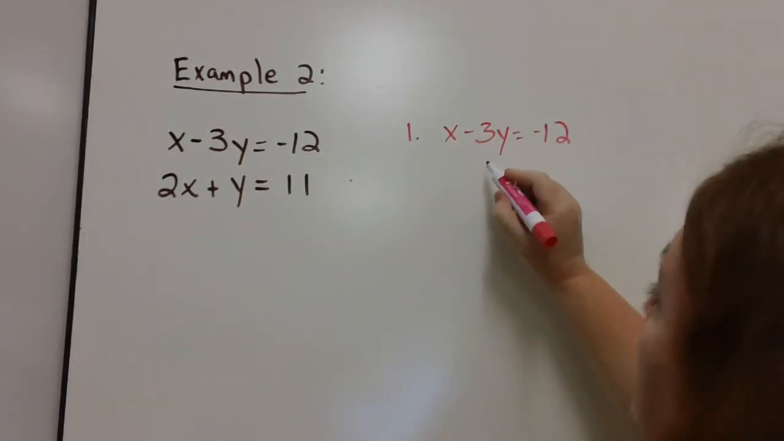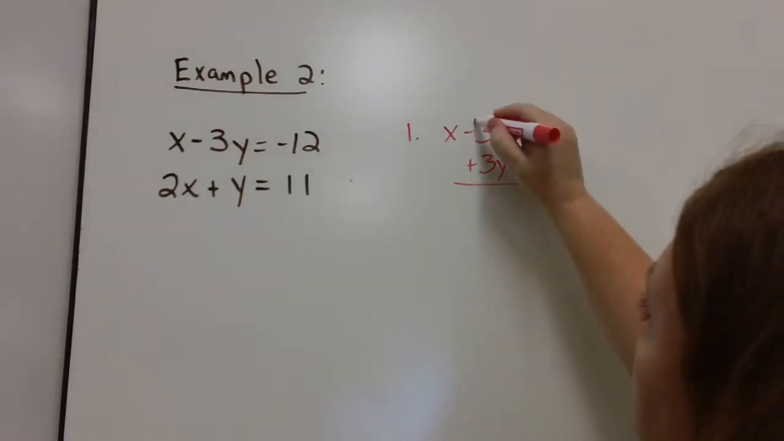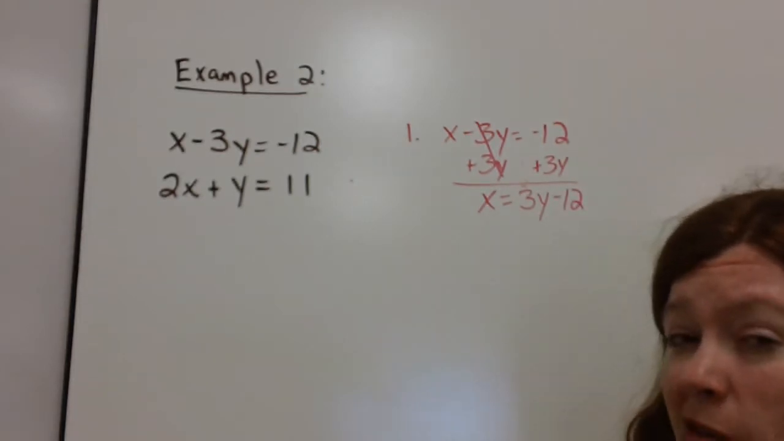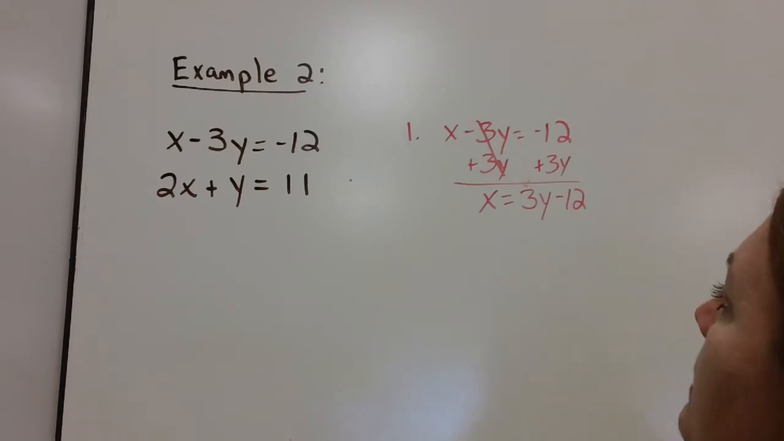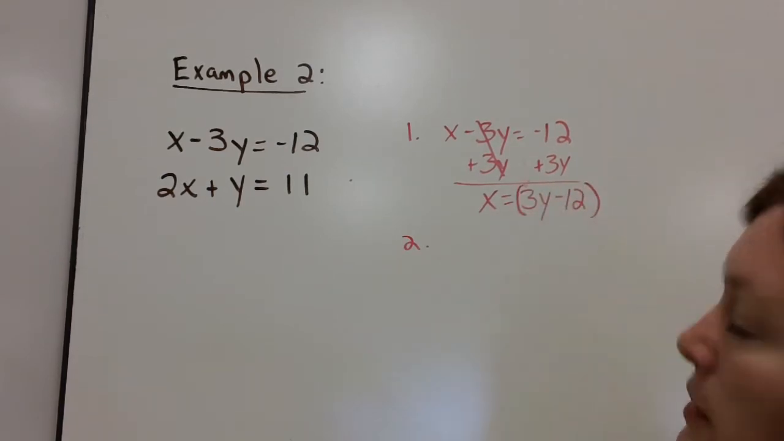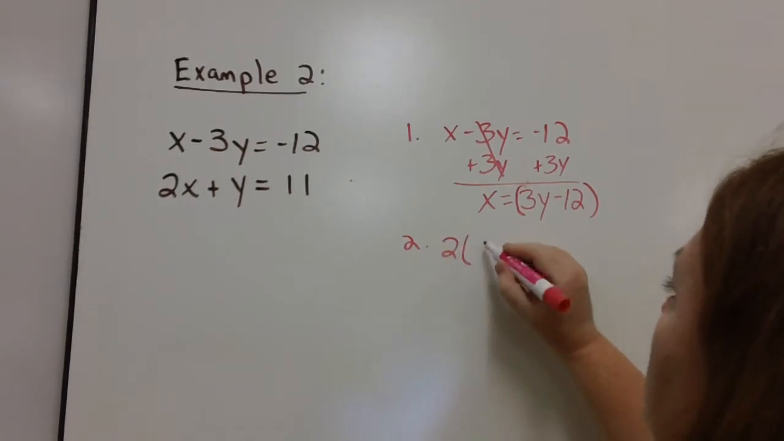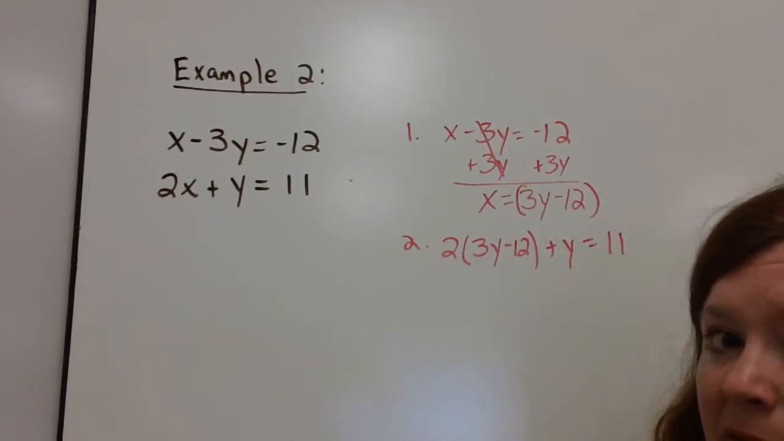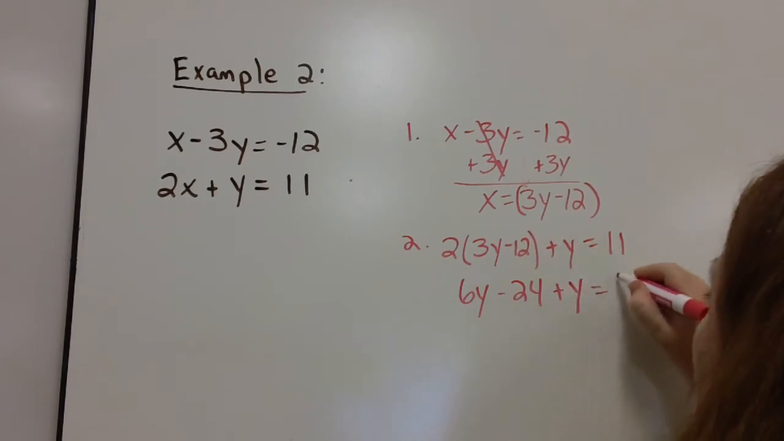To solve for x, I'm going to add 3y to both sides. And those will cancel. I'm left with x equals 3y minus 12, or negative 12 plus 3y. You can leave it in that order, it's okay. We're not graphing it, so it doesn't have to be in a certain order. There's step 1. Step 2. Substitute the expression. What expression? Well, I know x is equal to this, so I'm going to put this in for x in the other equation. 2 times x, or 3y minus 12, plus y equals 11. Distribute the 2. 6y minus 24 plus y equals 11.